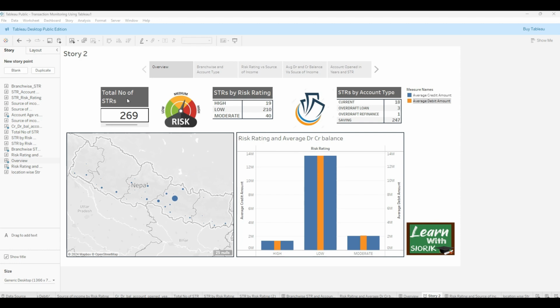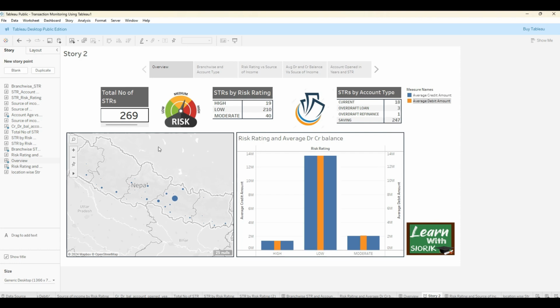Here you can see the total number of STRs that have been filed by the organization, and from this KPI, STR by risk rating, you can see in low risk accounts we have filed a high number of STRs, which is quite unusual. Okay, more than moderate and high risk rating accounts. And if you look at the STRs by account type, for saving accounts we have filed more STRs.